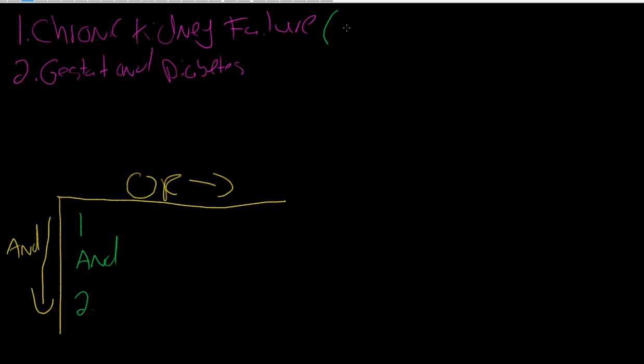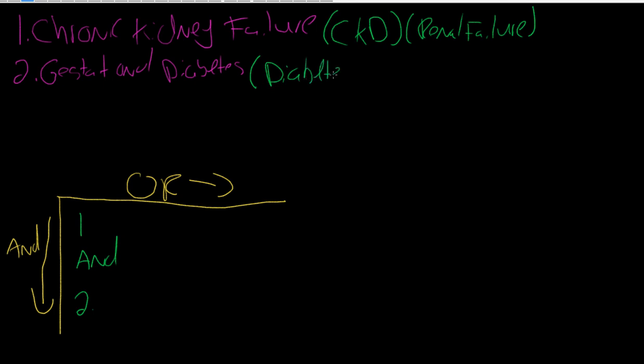So I might talk about chronic kidney failure. I might call it CKD, chronic kidney disease. I might call it renal failure. And I might call a host of other things. I might call gestational diabetes just straight up diabetes, or maternal diabetes.